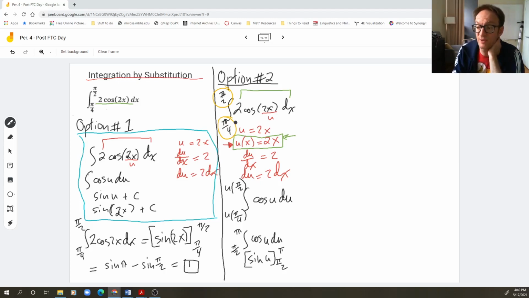And what is the answer? The answer is sine of pi, which is 0, minus sine of pi over 2. Have I messed up over here? I did mess up, sorry. 0 minus 1 is negative 1. Sorry about that. Good thing I am doing this problem twice. And over here, I also get negative 1.